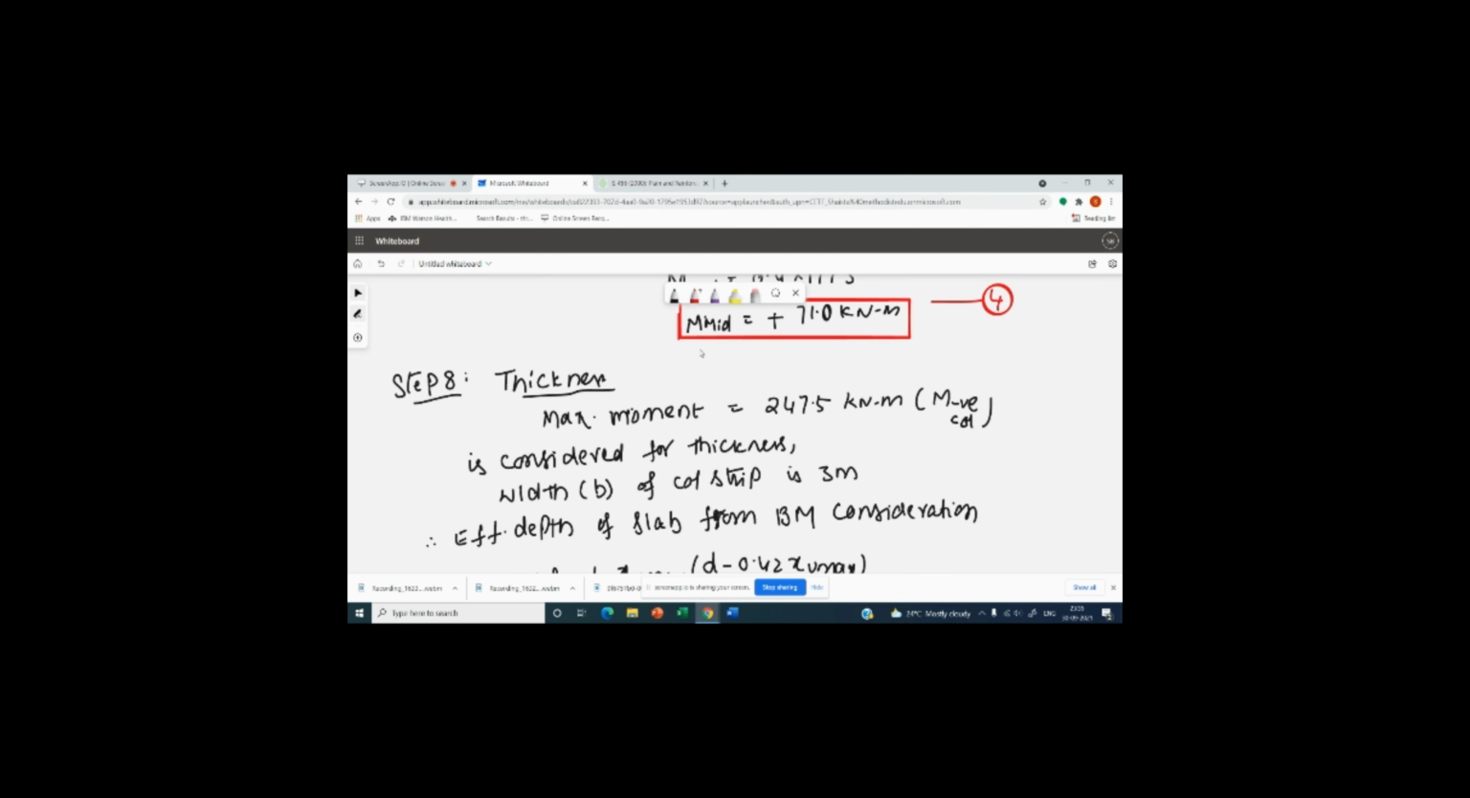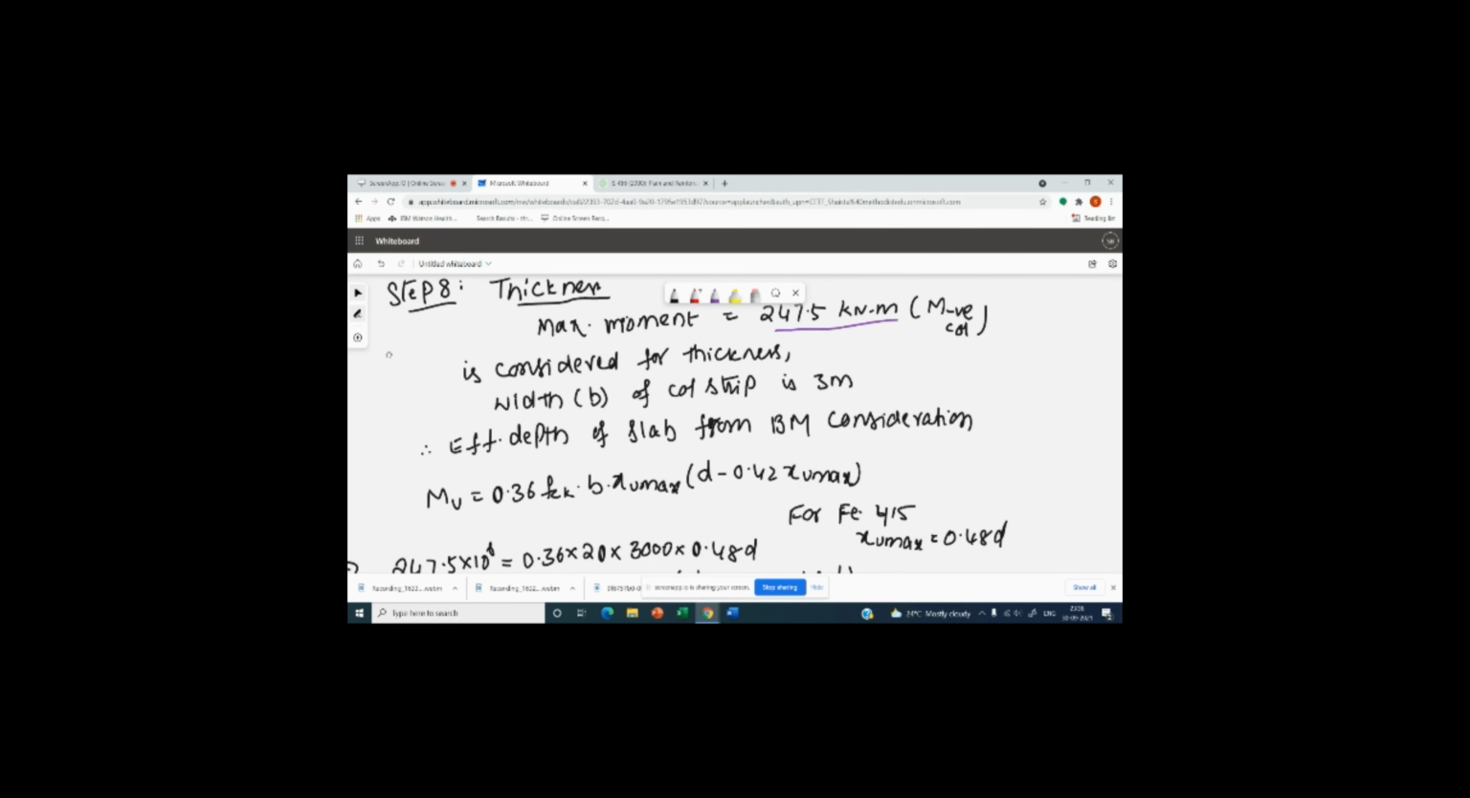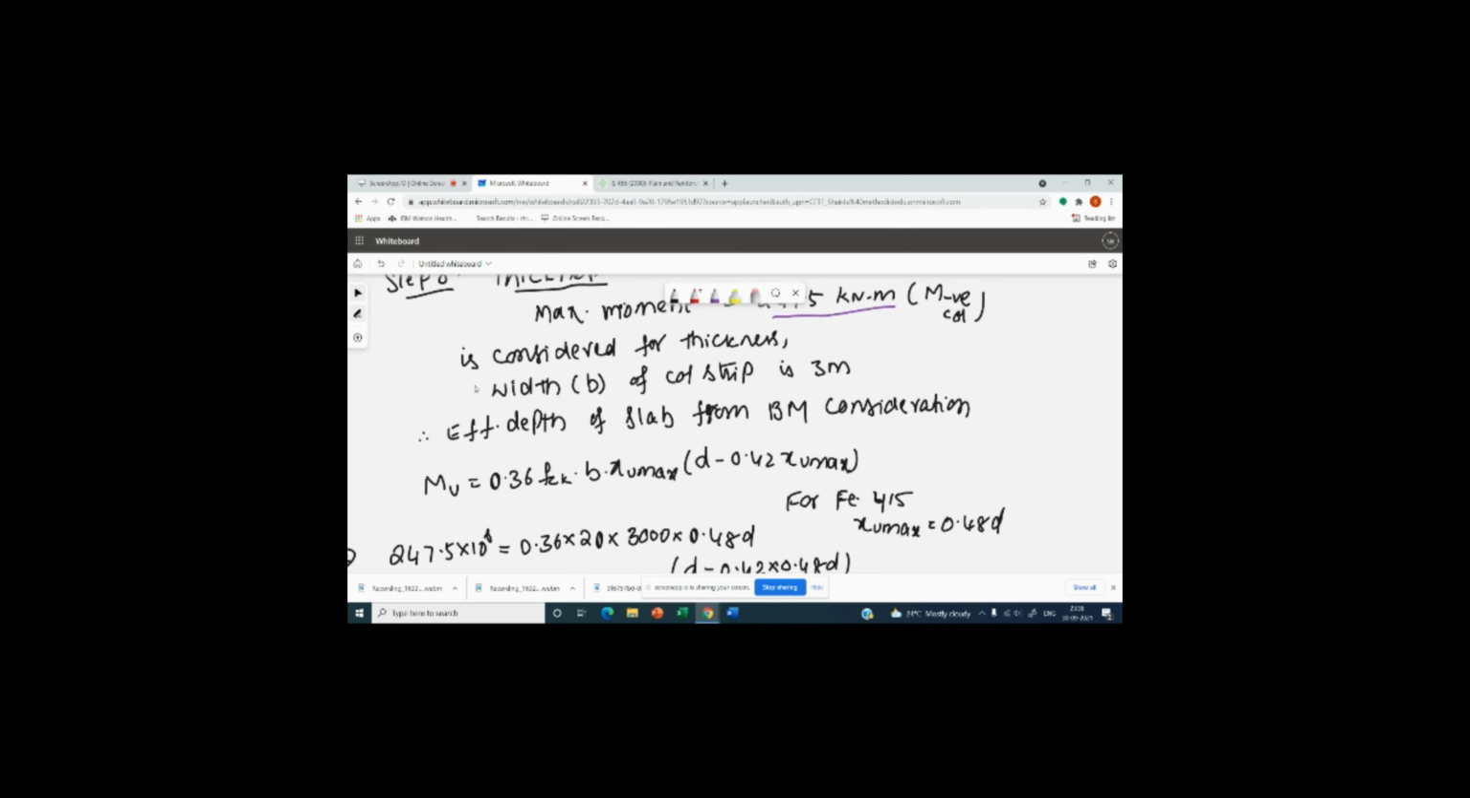Once you find out all the four bending moments across the longest span: negative bending moment in the column strip, negative bending moment in the middle strip, positive bending moment in the column strip, positive bending moment in the middle strip. Out of this, we have to find out the maximum. The maximum bending moment we could find is the negative column bending moment. So for this bending moment, we have to get the thickness of the slab. We have to find out the thickness.